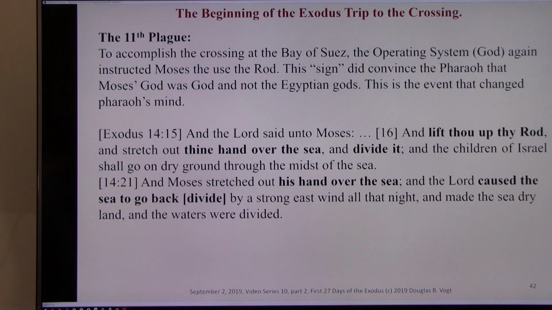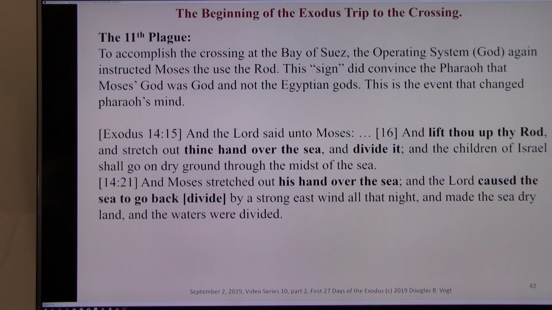To accomplish the crossing of the Bay of Suez, the operating system, God, again, instructed Moses to use the rod. This sign did convince the Pharaoh that Moses' God was God and not the Egyptian gods. This is the event that changed Amenhotep IV's mind. What he saw, it was unequivocal.